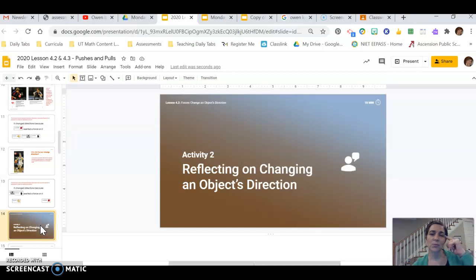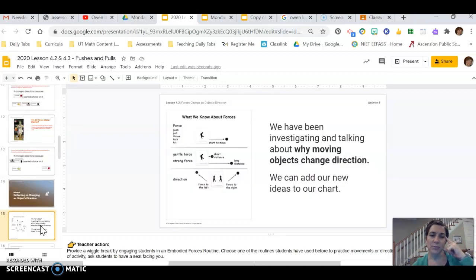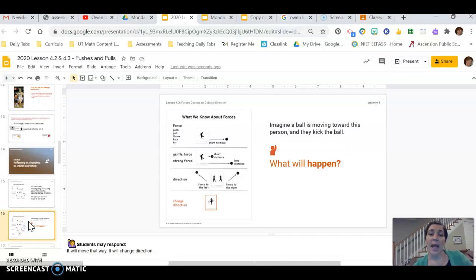Okay, so now I want us to really think about an object changing directions. We've talked about a force being a push, a pull, a throw, a kick, or a hit. Okay, just like right here. And we've also talked about how it can be a gentle force and go a short distance, or it could be a strong force and go a long distance. It could go to the left, or it could go to the right. We talked about that at the beginning of our lesson. Now we're going to talk about changing direction.